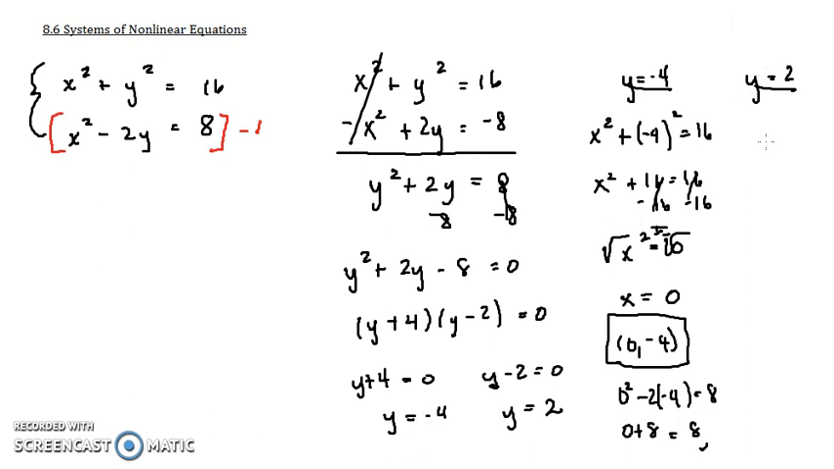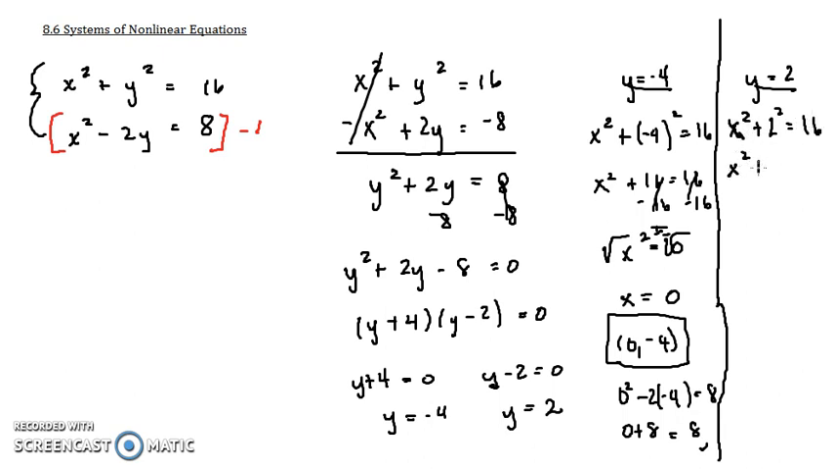All right, moving on to the next one. Sorry, this is a little bit tight here. Let's draw a line here so we don't get confused. Okay, so plugging in the positive 2, we're going to have x squared plus 2 squared is equal to 16. So we've got x squared plus 4 is equal to 16. Subtract 4 on each side. We've got x squared is equal to 12. Same thing, we take the square root on both sides. And we get x is equal to plus or minus the square root of 12.